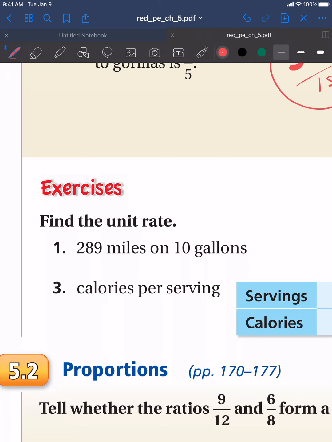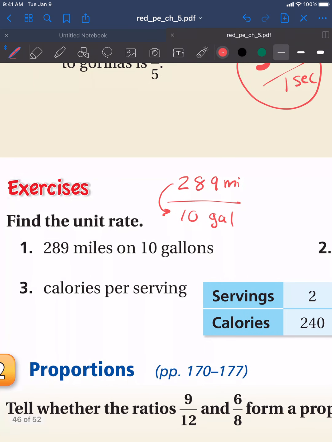289 over 10. Okay, so it is 289 miles per 10 gallons. Now, you guys know when you find a unit rate, you just go straight down and divide. 28.9. That's what I said. No, she just said 28. Well, you're interrupting me. I was trying to read the problem.